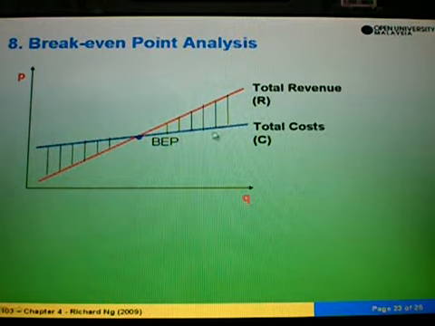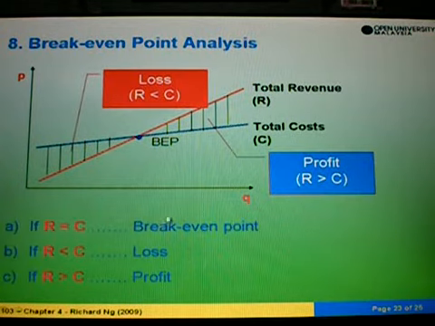As for the blue line, when Q equals 0 here, the cost here is the fixed cost. As the quantity increases, the production cost will also increase, and the total cost, the blue graph, will also increase. And there will be one stage, right here, where the total cost equals the total revenue. So this is the break-even point.